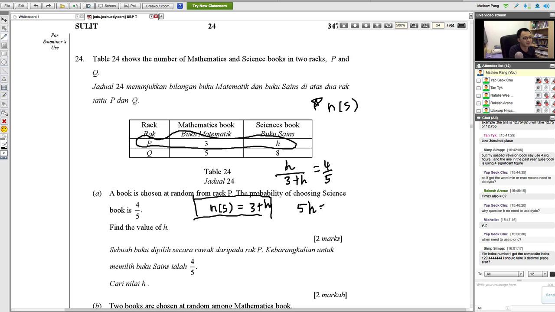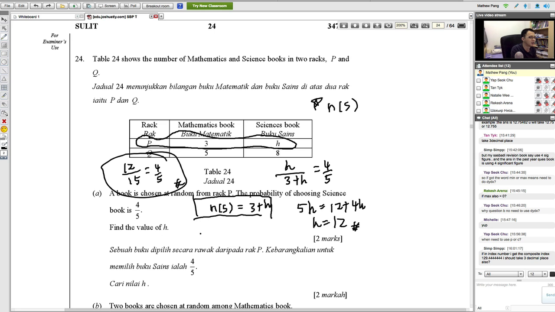Cross multiply, 5H equals 12 plus 4H. So H equals 12. Done. If you do not believe, you can substitute the 12 back into the question. You get 12 over 3 plus 12, which is 15. So you get 4 over 5. Alright, that shows my H value is correct. Of course, this step is unnecessary in the exam, I just show you.